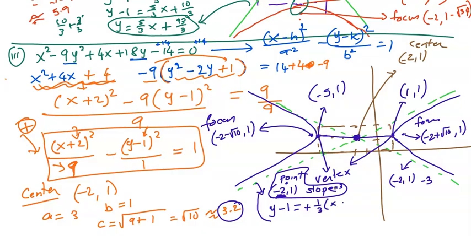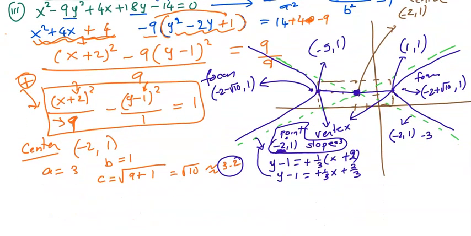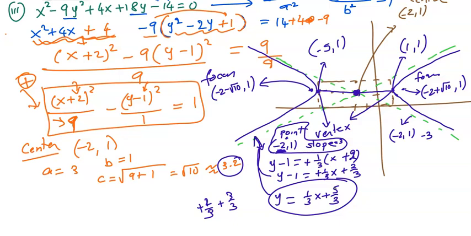And then that's x minus... or x plus 2. All right, x plus 2. So y minus 1 equals 1/3 x plus 2/3. You can do this one easily on your own too. And then plus 1, you have to add 1, right? Which is 3/3. So it's 1/3 x plus 5/3, and that is the asymptote. That's the correct asymptote for this one.